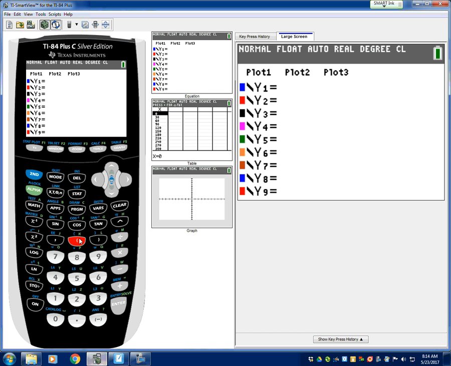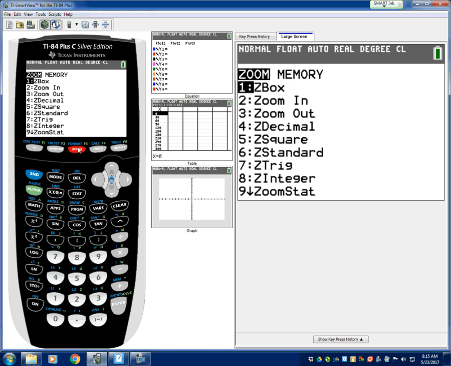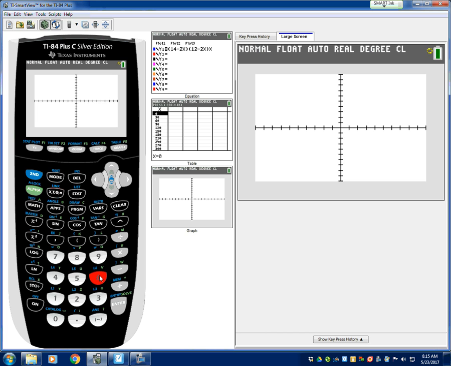So on here we're going to type in 14 minus 2x times 12 minus 2x times x. I wouldn't even bother distributing it, just type it in just as we wrote it out. So that's our function. Hit zoom and ZStandard and have it graph it. This will be a cubic. We can see that the max looks like it goes up off the screen, but our max is in a reasonable domain between 0 and 6, which is what we'd want.